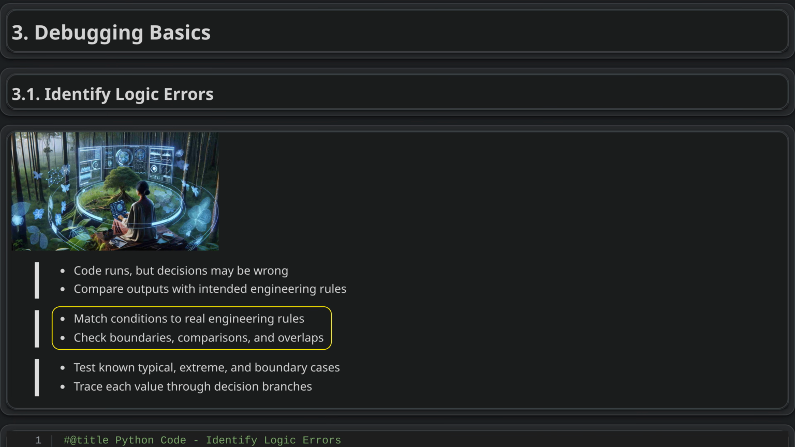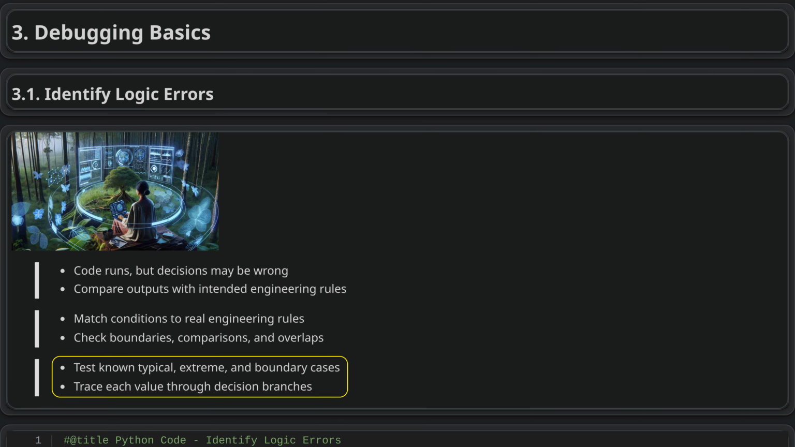In engineering scripts, these errors may lead to wrong equipment choices or missed safety alerts, even when the program runs without crashing. To find logic errors, test your script with inputs where you already know the correct result, including normal values, extreme cases, and boundary values. In a separation process, this means checking values within, outside, and at the limits of the operating range. If the output is wrong, focus on the decision logic and trace how each value moves through the program's conditions and branches.